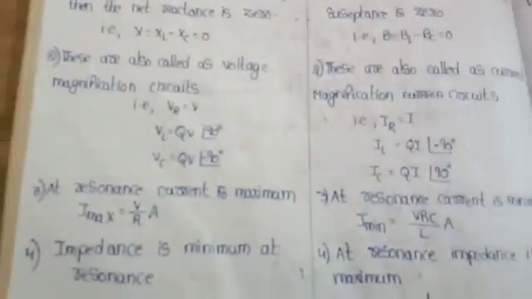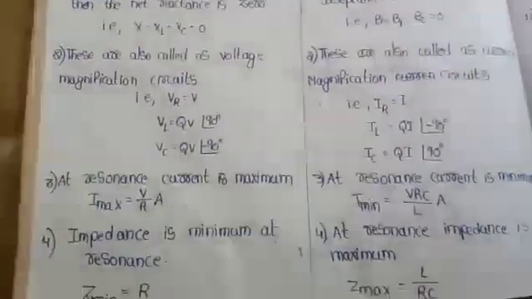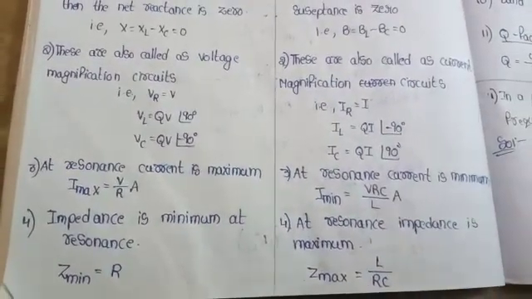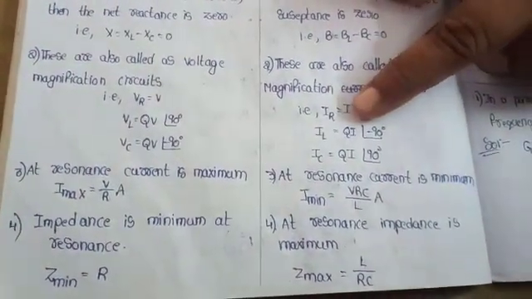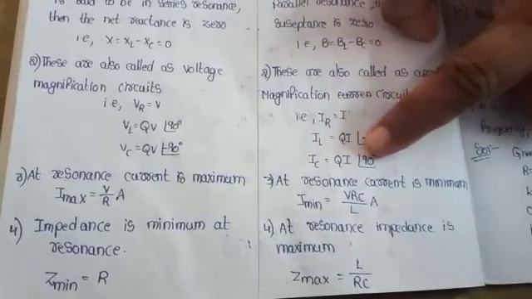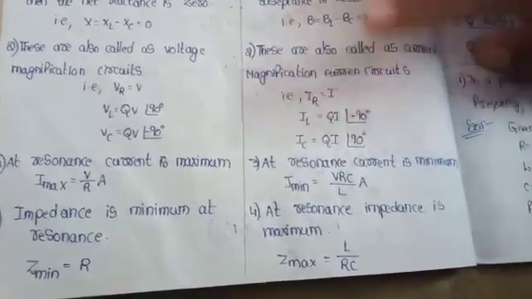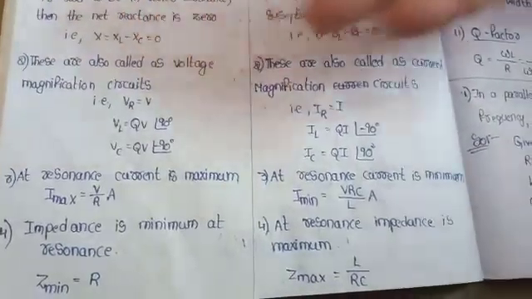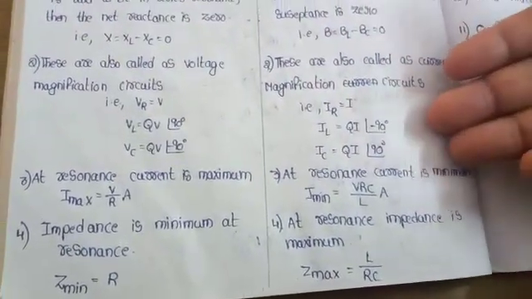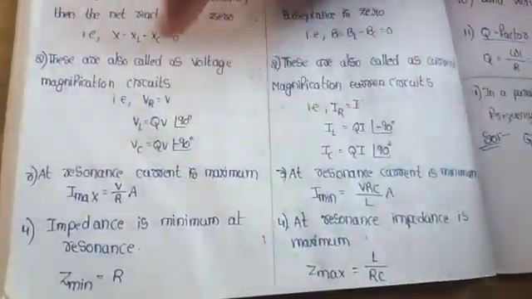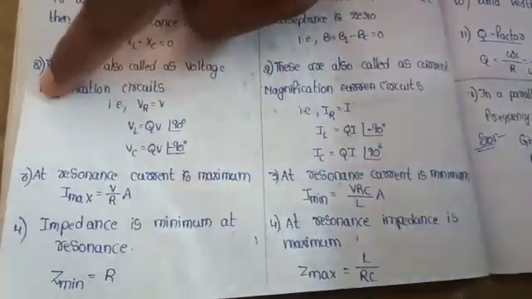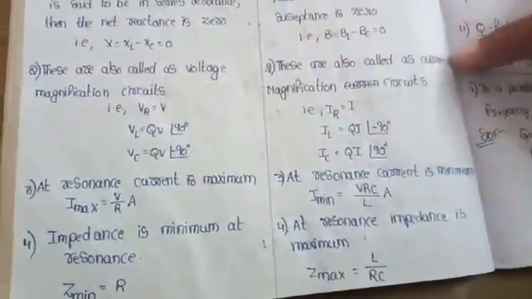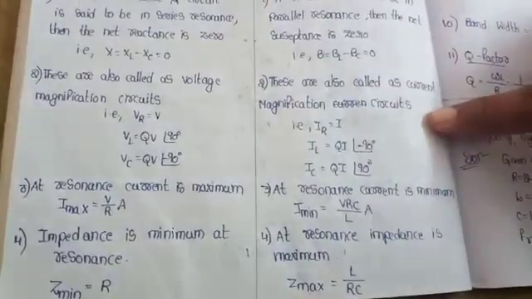Whereas the parallel resonant circuits are called current magnification circuits, that is IR is equal to I, IL is equal to QI at an angle minus 90, IC is equal to QI at an angle 90. In a series resonant circuit the voltage is different, and in a parallel resonant circuit the current is different. That is the basic thing. So that's why series circuits are called voltage magnification circuits and parallel resonant circuits are called current magnification circuits.